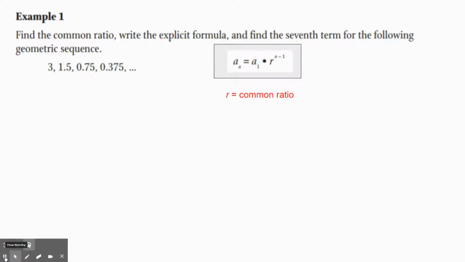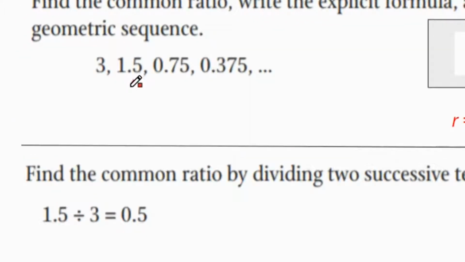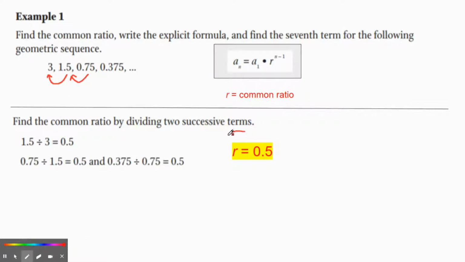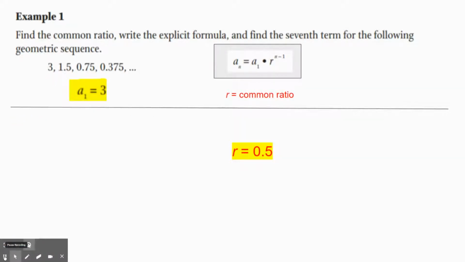So first things first, let's find the common ratio r. You find the common ratio r by taking a term, any term, and dividing it by the previous term. So 1.5 divided by 3, 0.75 divided by 1.5. You have to do at least two of these. And we discover that r is equal to 0.5 because we kept getting 0.5 for at least two of them. The final thing we need for the formula is the first term, which is 3. It was given to us.